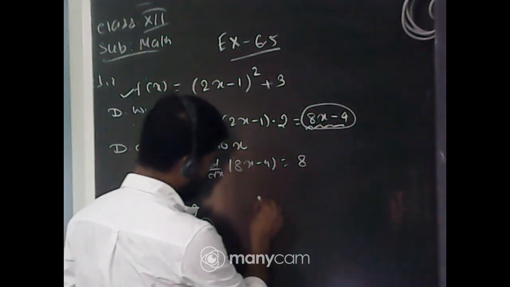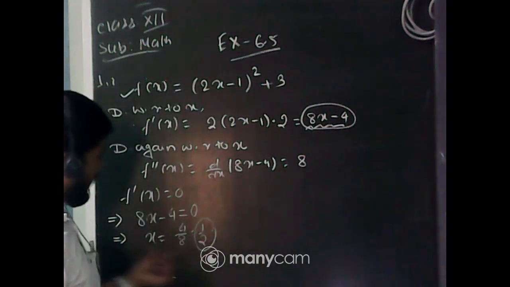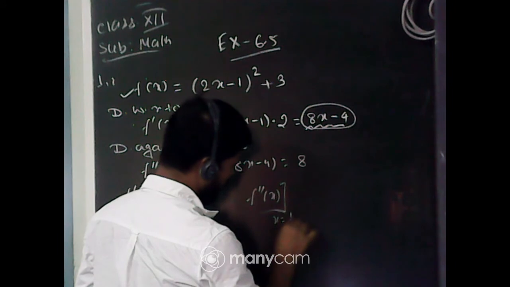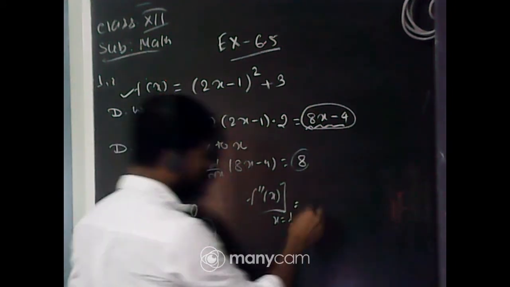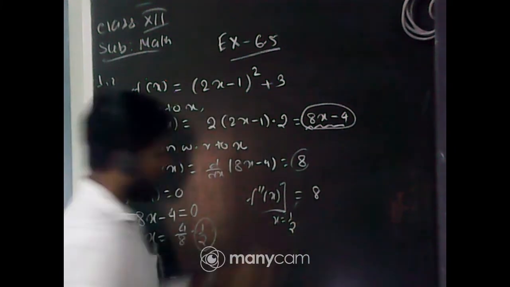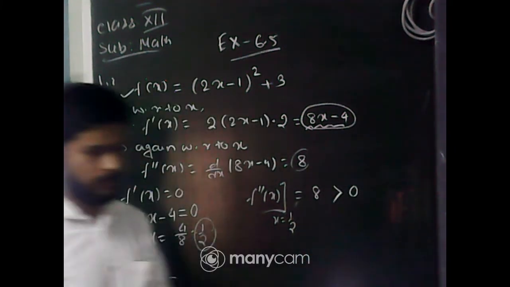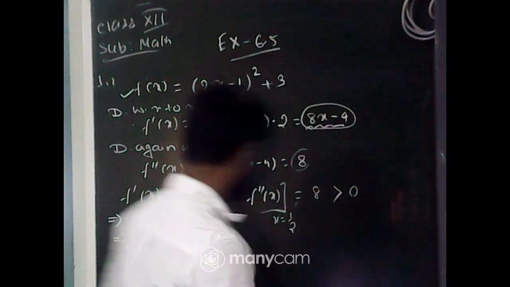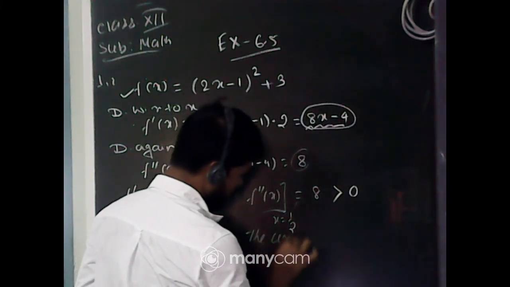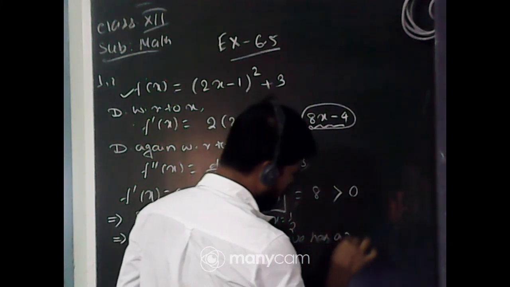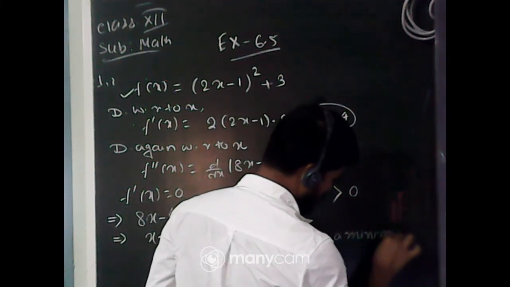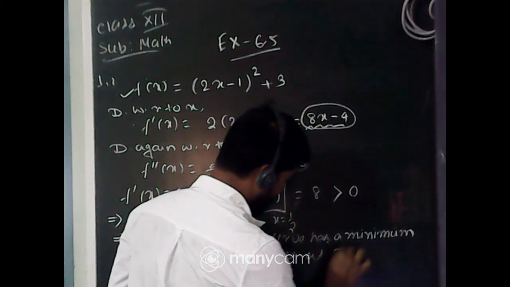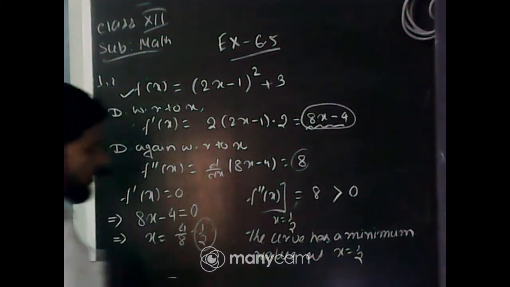Now we have to find the value of f double dot x at x equal to half. So f double dot x at x equal to half is, because there is no x, simply 8, and this is greater than 0. Now I told you the formula that when f double dot x is greater than 0, the curve has a minimum value. Therefore at x equal to half, the curve has a minimum value.